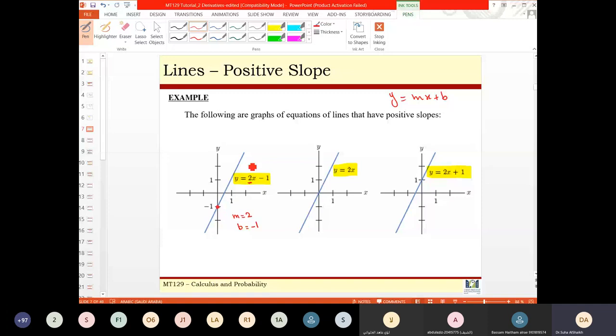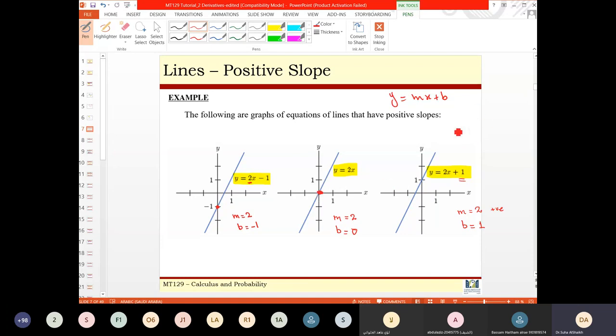Check this one. What's my m? It's 2. And what's my b? What's my intercept? The intercept here is 0, right? I cut the y at 0. But again my line is growing. Check this one here. What's the m? It's 2, positive, meaning the line is growing. And what's the intercept in this case? It's 1. So I cut at 1 as you can see. And this is my line.